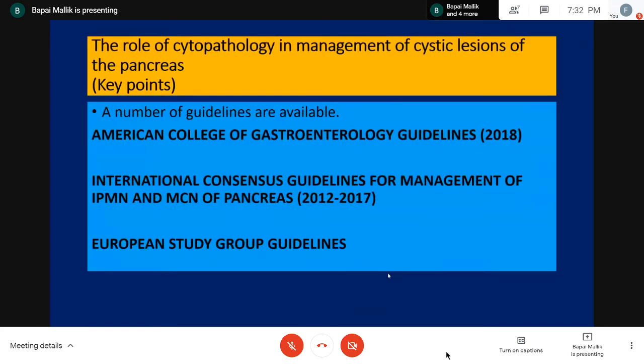So first of all, what is the role of cytopathology in the management of cystic lesions of the pancreas? In order to understand that, we need to remember that there are a number of guidelines which are available which deal with the management protocols in cystic lesions of the pancreas, and these are some of the guidelines. It doesn't necessarily mean that all these guidelines agree with each other. There are significant differences, but this is just to give you an idea that there are a number of guidelines, and according to all these guidelines, cytology plays an extremely important role in the decision-making process.